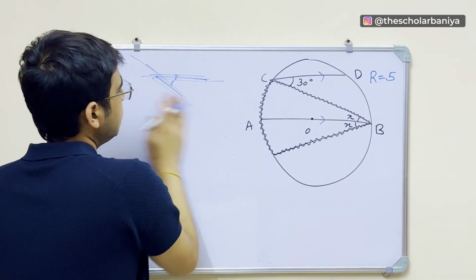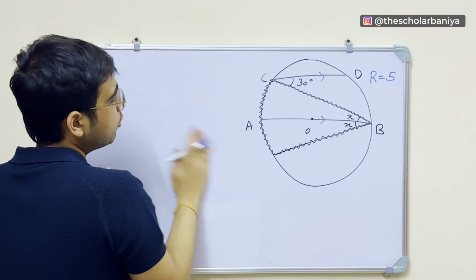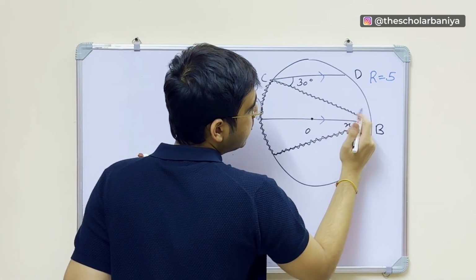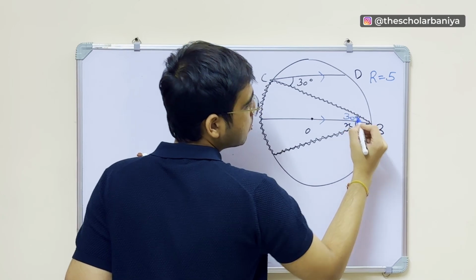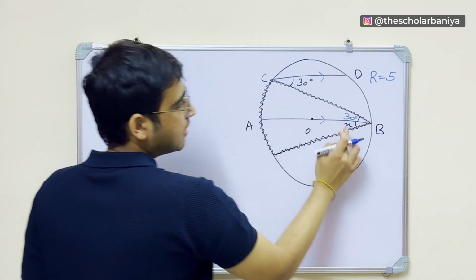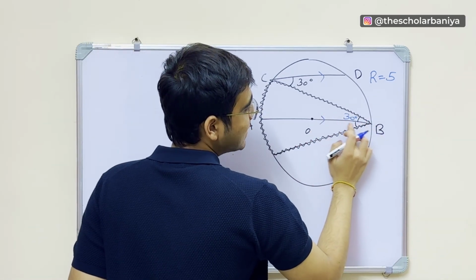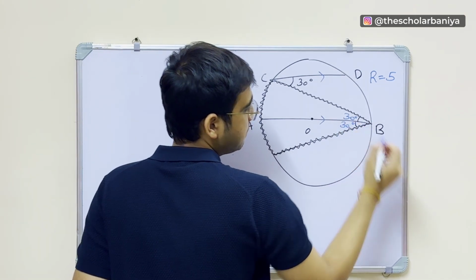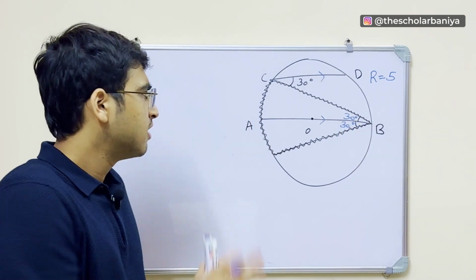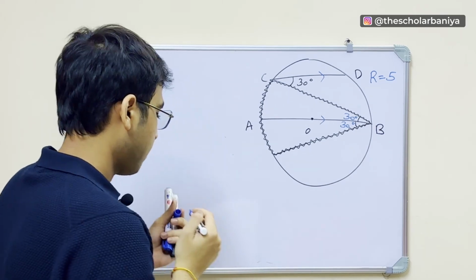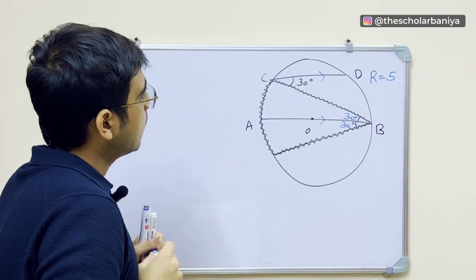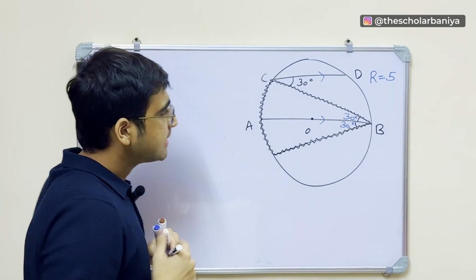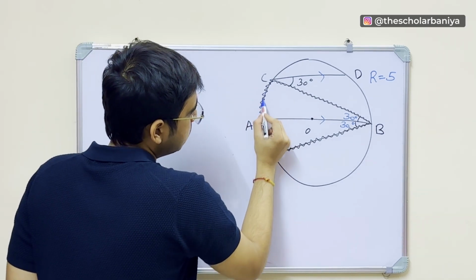I hope this is very basic. There should be no problem in this. So if this is 30, then this angle will be how much? 30, right? And if this is 30, then this is also 30 because these two angles are equal. This is given in the question. So this will also be 30. I hope this makes sense, right? Okay, perfect.